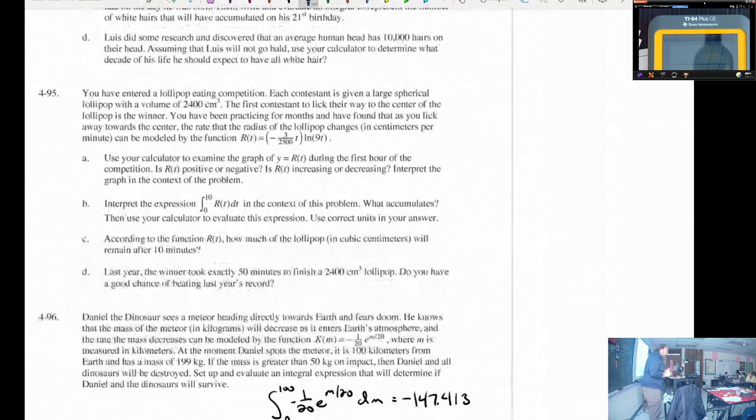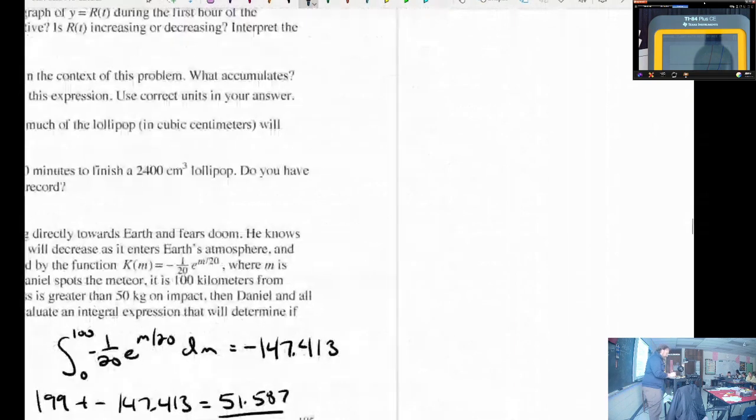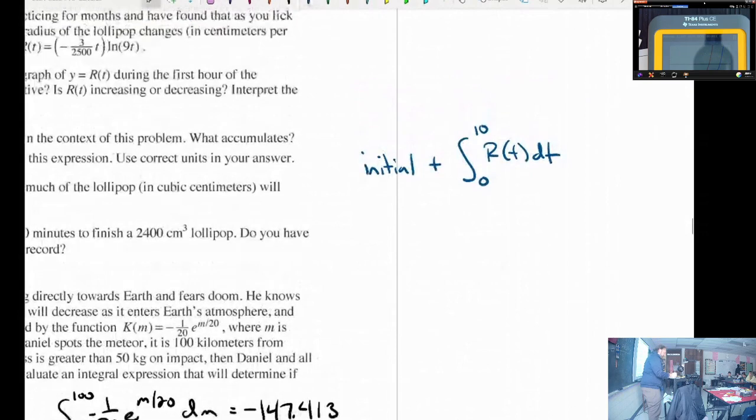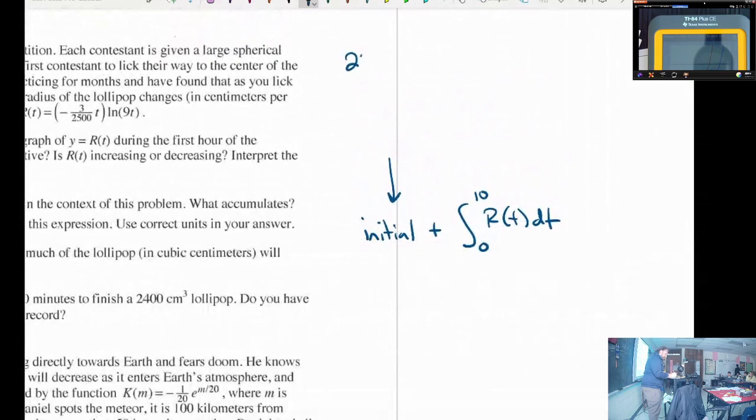So you guys, 495 team back there, you want to remember the key idea here is if you have an initial amount plus the integral, that's going to tell you where you are now. So what you need to do first of all is figure out what the original radius of that sucker was. You're going to do that by solving that the volume of 2400 is equal to 4/3 pi r cubed, since that's the volume of the sphere.